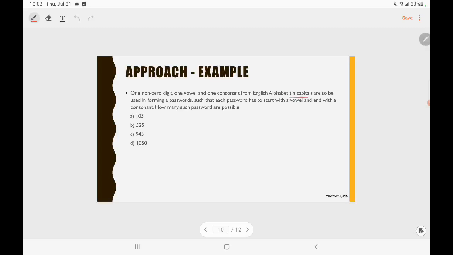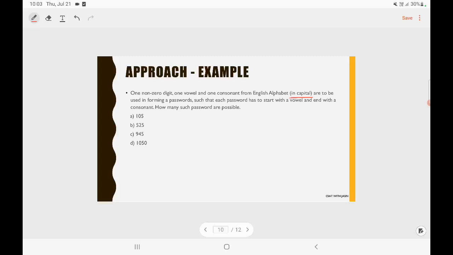See, this is very important, okay, in capital. So they just wrote it here in brackets, but it is actually very important. If they haven't written this in capital, the answer will come different. Okay, then are to be used in forming a password such that each password has to start with a vowel and end with a consonant. How many such passwords are possible?